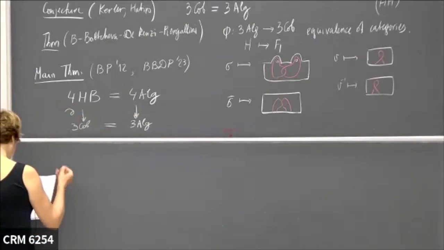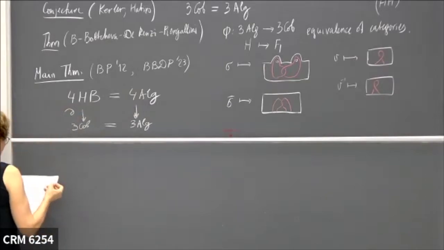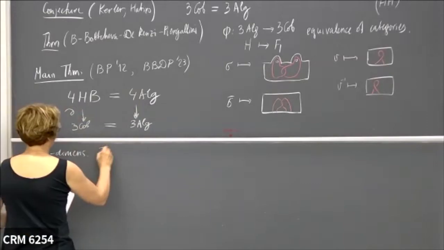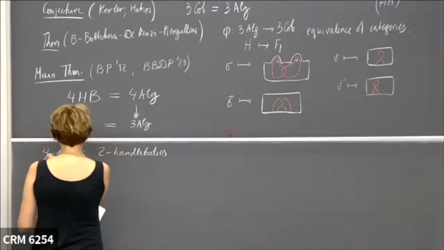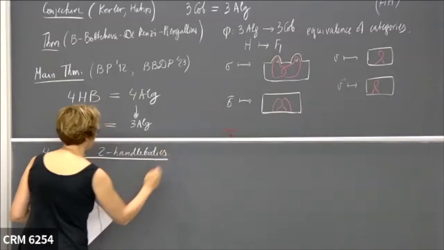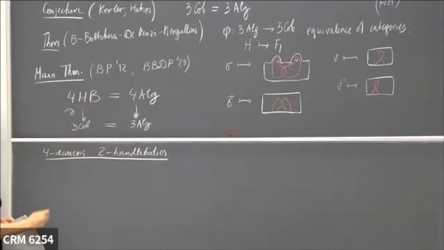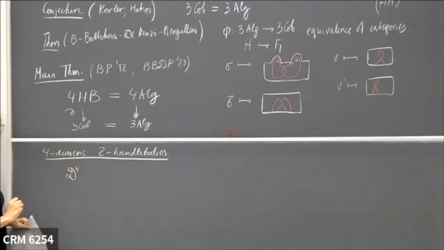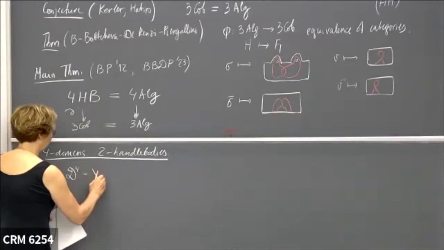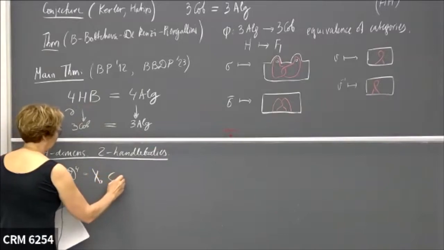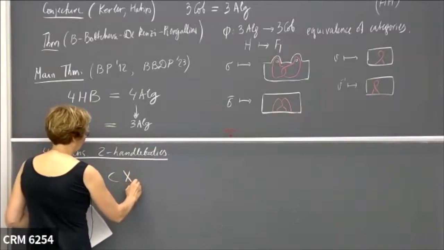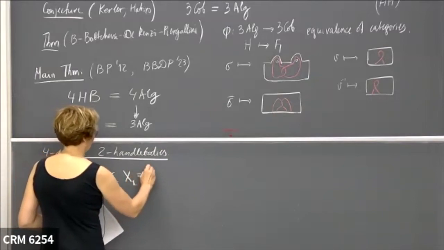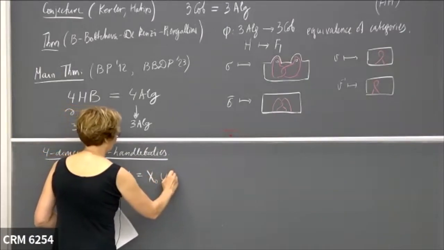So 4HB is a category of 4-dimensional two-handlebodies. So what is a 4-dimensional two-handlebody? To construct it, I will always start with a 4-dimensional wall E4, which will be the 0 level in my construction, and then I will attach 3 4-dimensional one-handles.